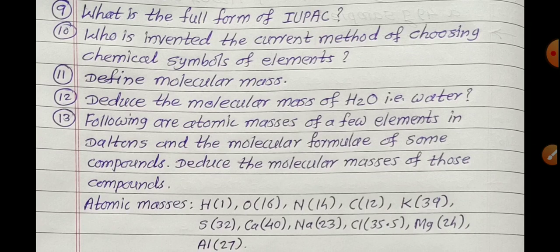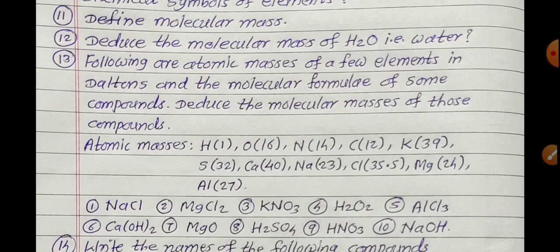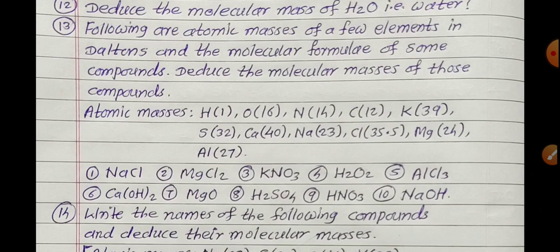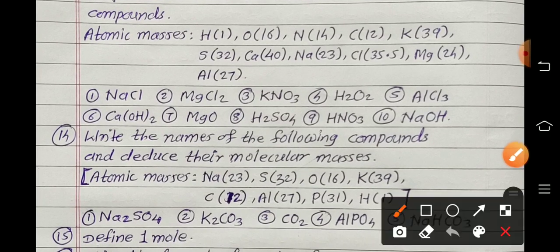Clear? What is the full form of IUPAC? Who invented the current method of choosing chemical symbols of elements? Define molecular mass. Deduce the molecular mass of H2O, that is water. Following atomic masses are given, so find out molecular masses of some compounds. So I will show these 3: NaCl, MgCl2, KNO3. Remaining 7 are there. Try to find out the answers of these.